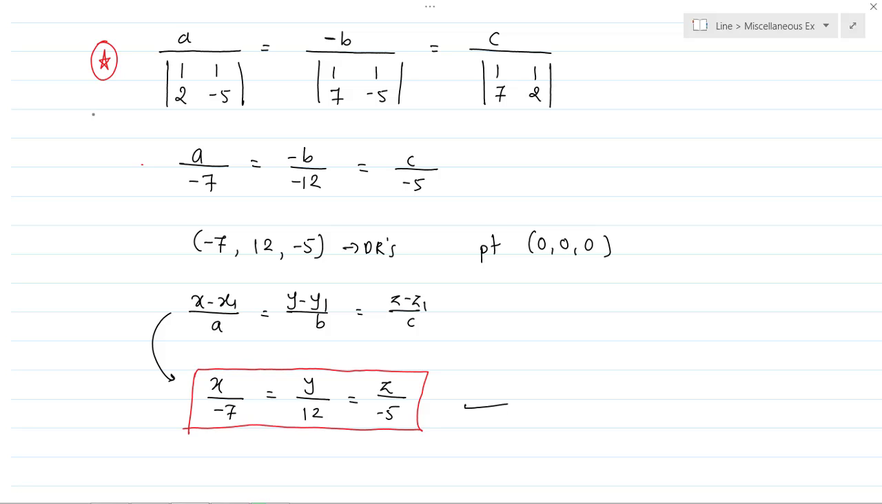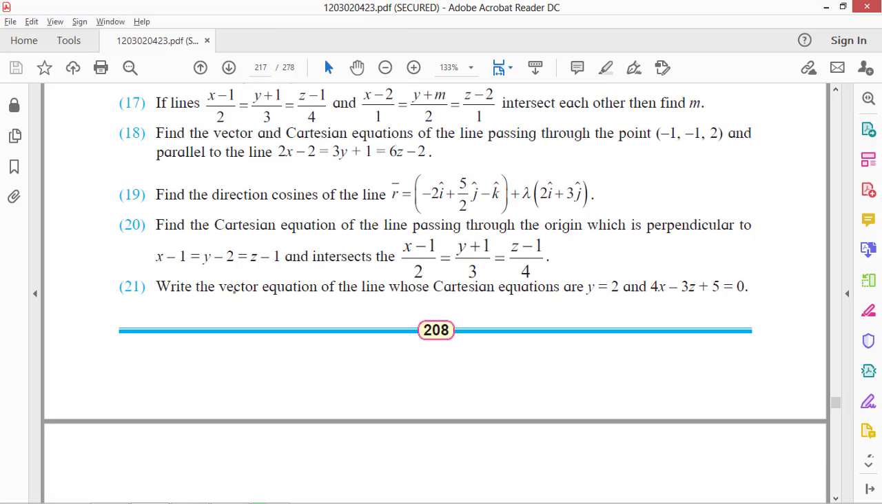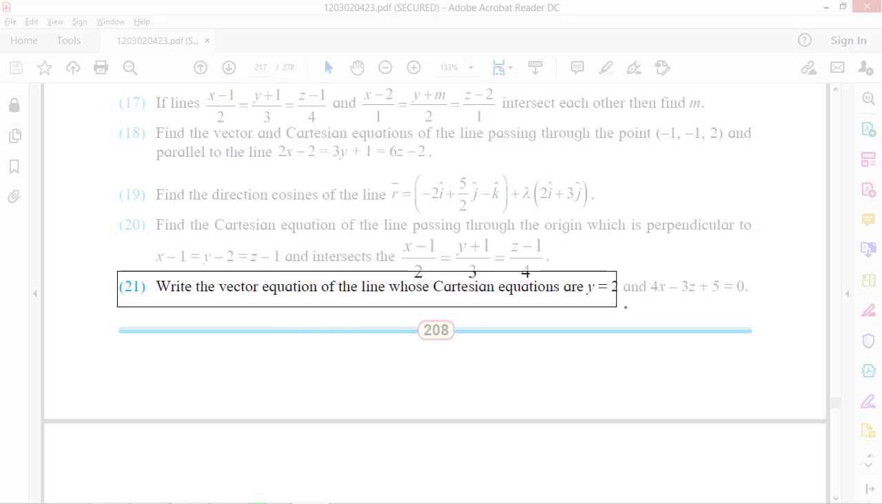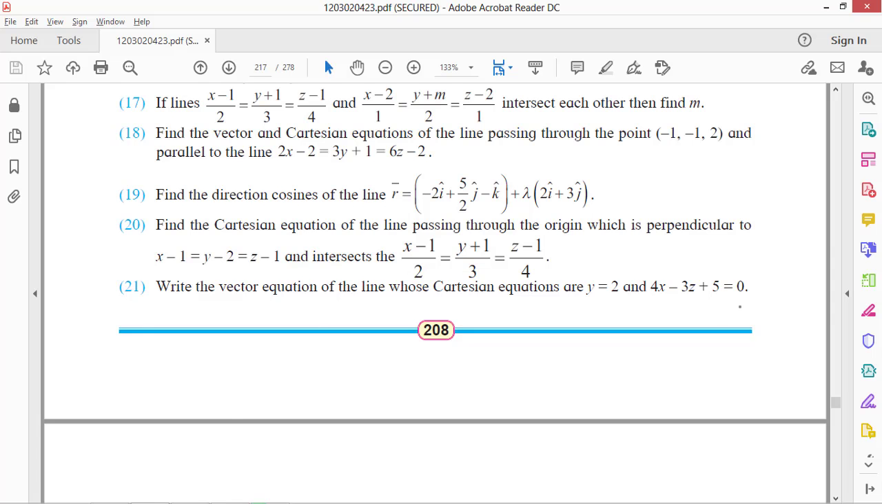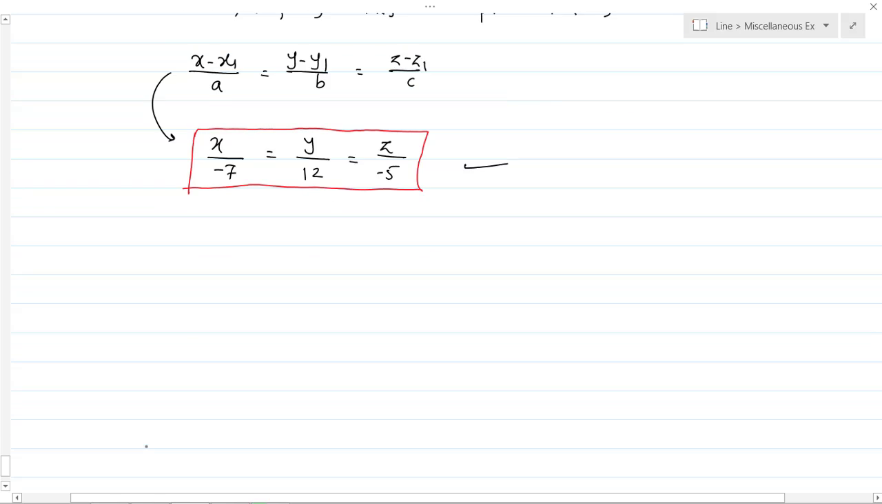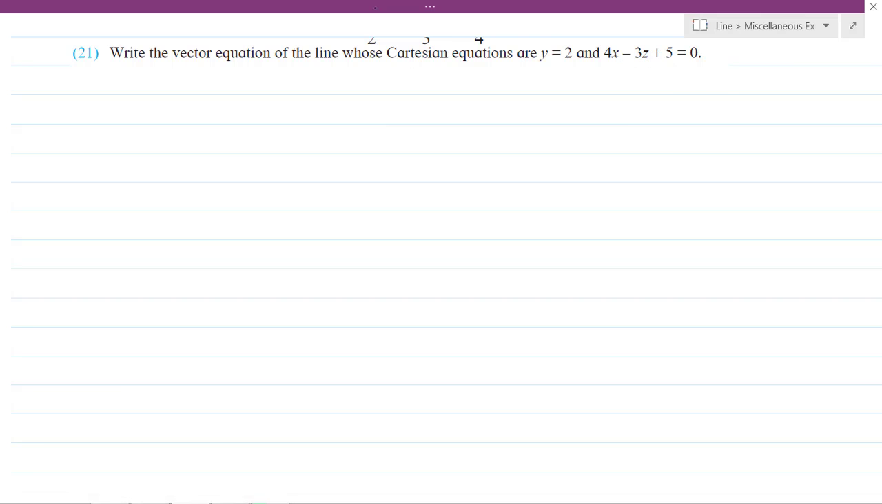Now let's see question number 21. Write the vector equation of the line whose Cartesian equations are y is equal to 2 and 4x minus 3z plus 5 is equal to 0. It's an easy question, but you require simple manipulations. Let me paste it here.